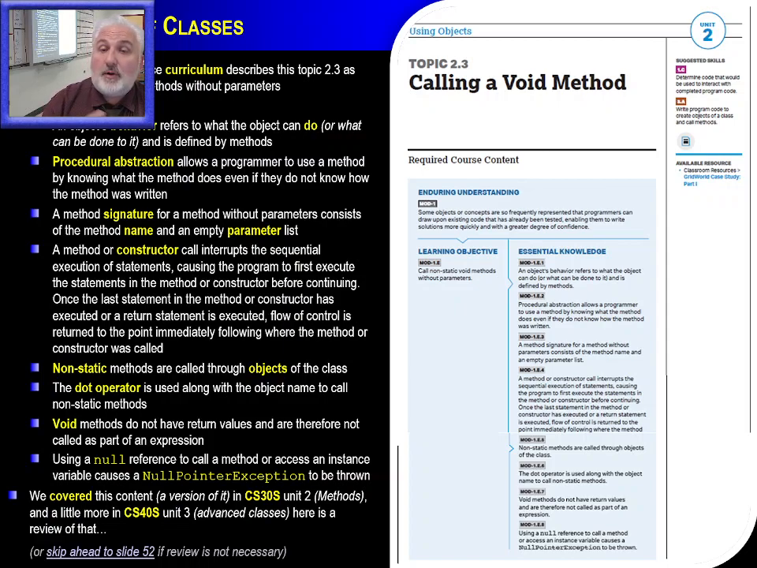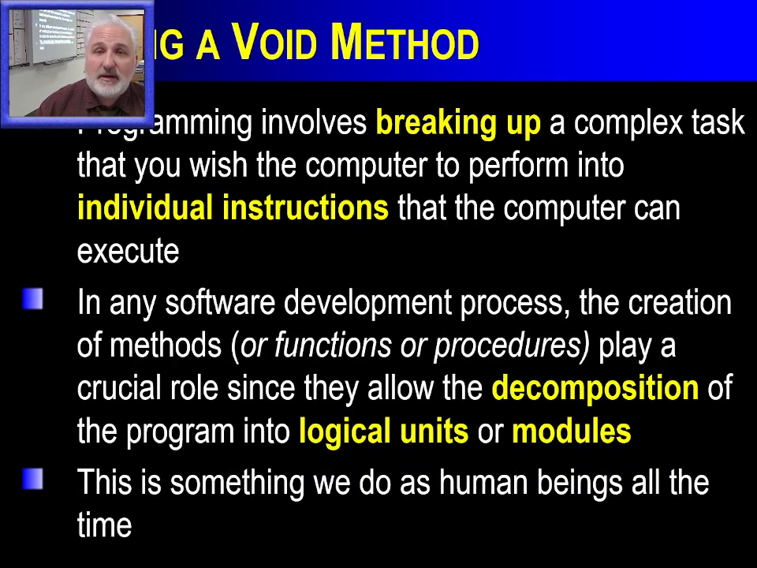Non-static methods are called through objects of the class, and the dot operator is used along with the object name to call upon those non-static methods. Void methods do not have a return value and are therefore not called as part of an expression. Using a null reference to call a method or access an instance variable causes a null pointer exception or error to be thrown. So we covered this in Computer Science 30 and Computer Science 40S, the classes and the advanced classes unit. Let's take a look at some of that content.